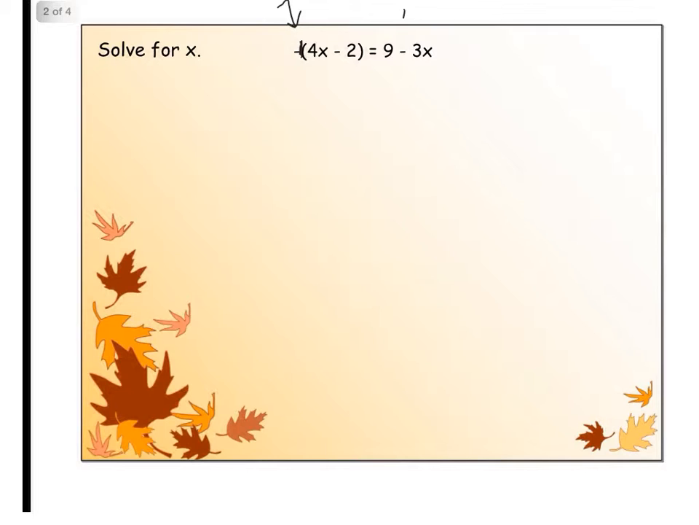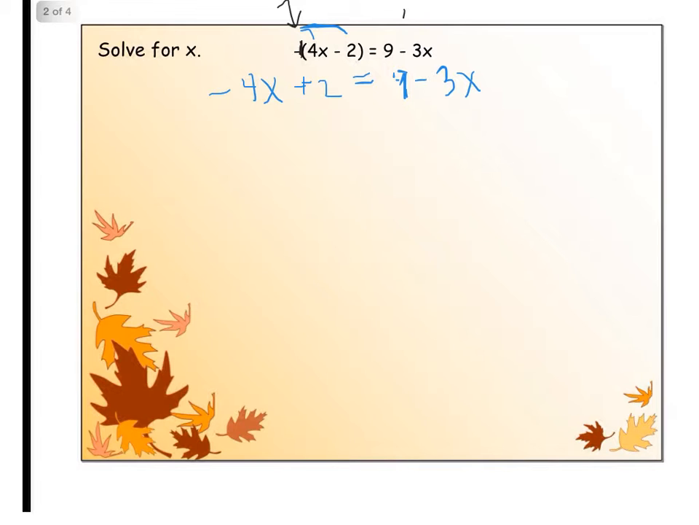that through. So that needs to go to the 4x, so negative 1 times 4x is negative 4x. And it also has to go to the negative 2. So negative 1 times negative 2 is going to give me a positive 2. Now I haven't changed anything on the right side, so that's going to stay 9 minus 3x.